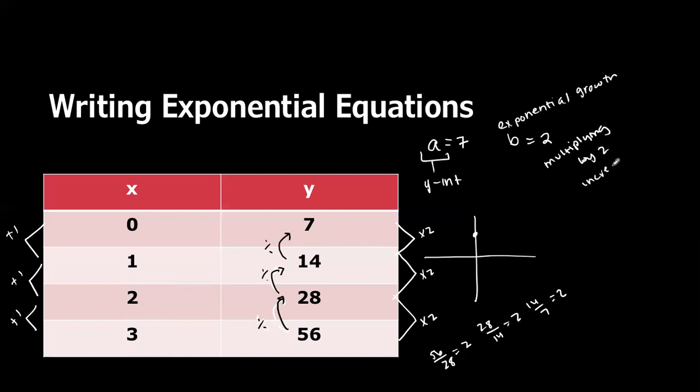Increasing by a rate of 2. Okay, however you want to state that. Okay, so my equation for this table would be y equals 7 times 2 to the power of x, because my a is 7 and my b is 2.